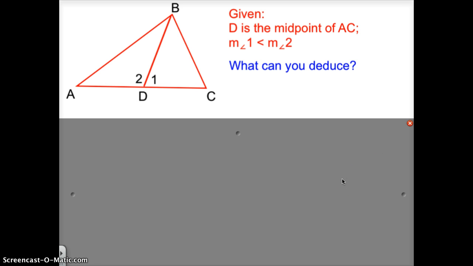Since this is a pretty proof-heavy lesson, see what you can come up with as a deduction from the given: D is the midpoint of AC and the measure of angle 1 is less than the measure of angle 2.